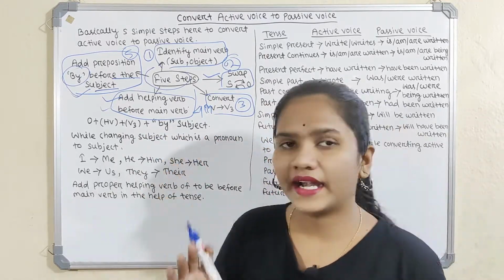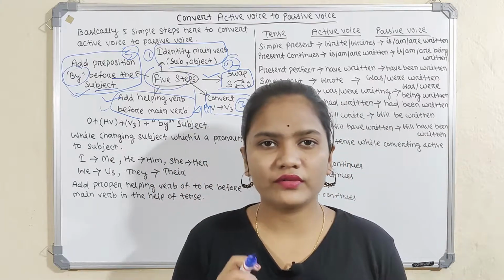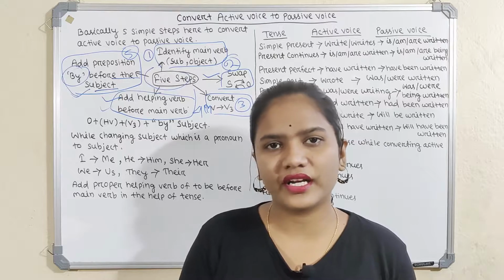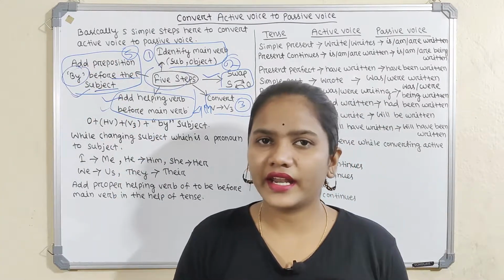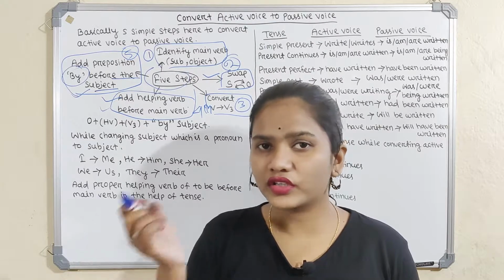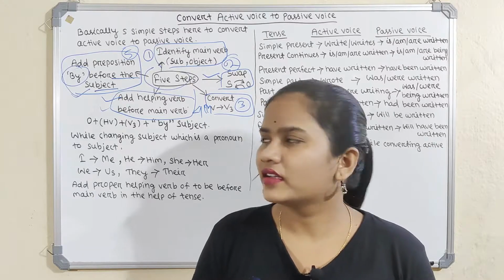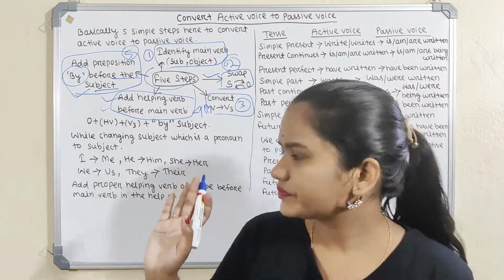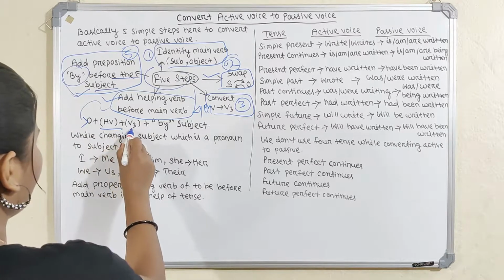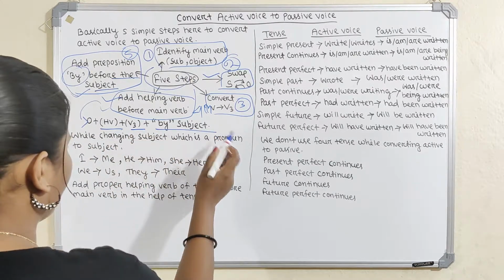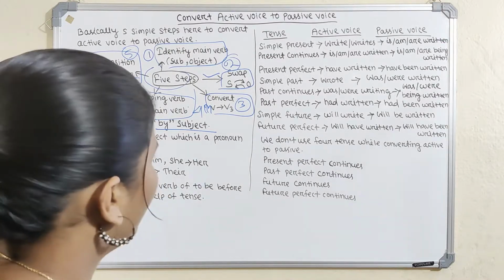Then the fourth step is adding the helping verb to the main verb. We have to add a suitable helping verb on the basis of the tense. And the fifth one, the last one, is simply adding the preposition by before the subject. We have to add only the preposition by. So the 5 steps are: object, then verb third form, then by the subject. Only with these 5 steps can we convert active to passive voice simply.